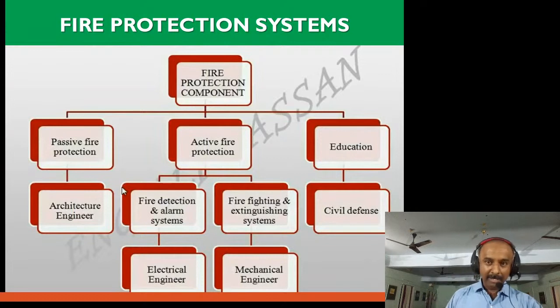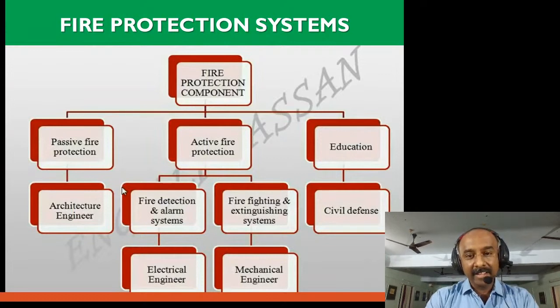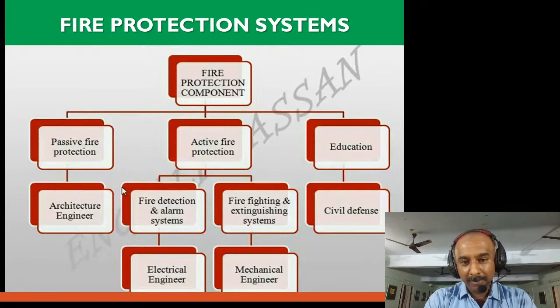So next one is the fire protection system. There are three major classifications of the fire protection system: passive fire protection system, active fire protection system, and education, which is nothing but training. Passive fire protection system includes the use of fire protection material in your buildings. This material prevents or slows down the spreading of the fire.